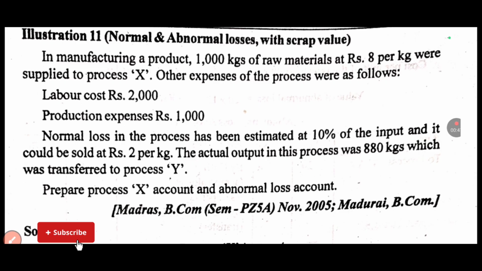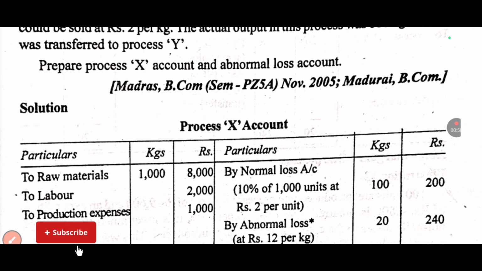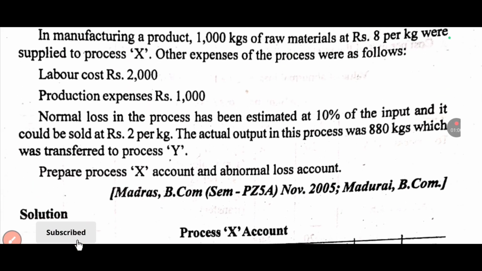So from this information, first we need to prepare two accounts. What are they? The process X account and abnormal loss account. First we are going to prepare the process X account. So for that, write the heading and the format. Let's come to the question.